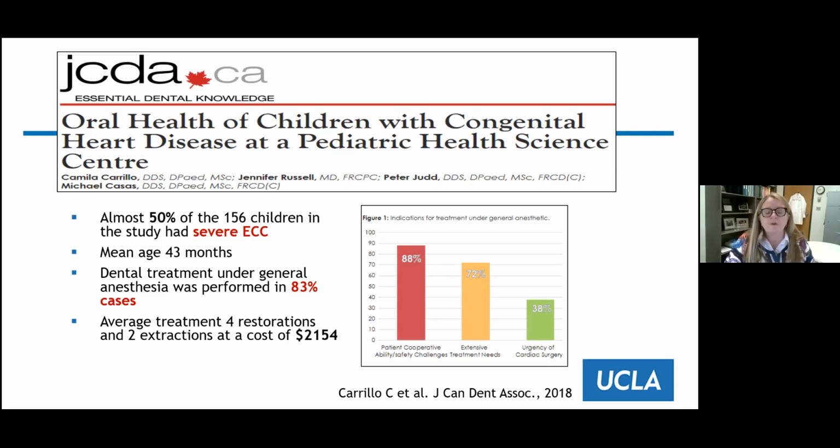And then this table over here on your right-hand side were just the reasons that indicated treatment under general anesthesia. And oftentimes, yes, the patient is going to be not cooperative, particularly between the 0 to 5 years of age. So the age factor, in addition to extensive treatment needs and 72%. And then on top of it, there's an urgent need for cardiac surgery.